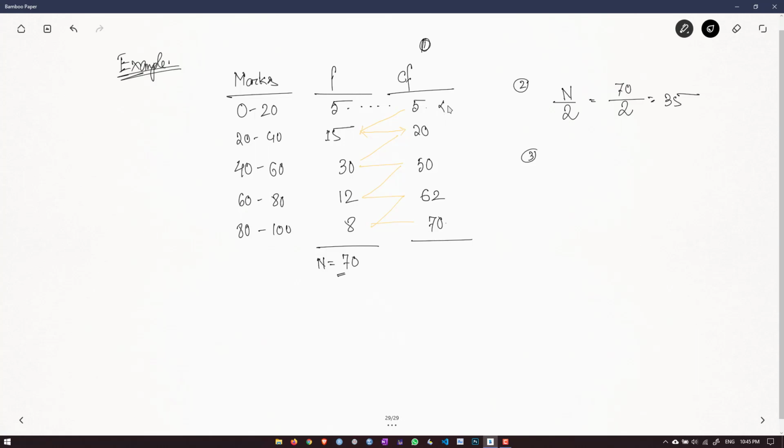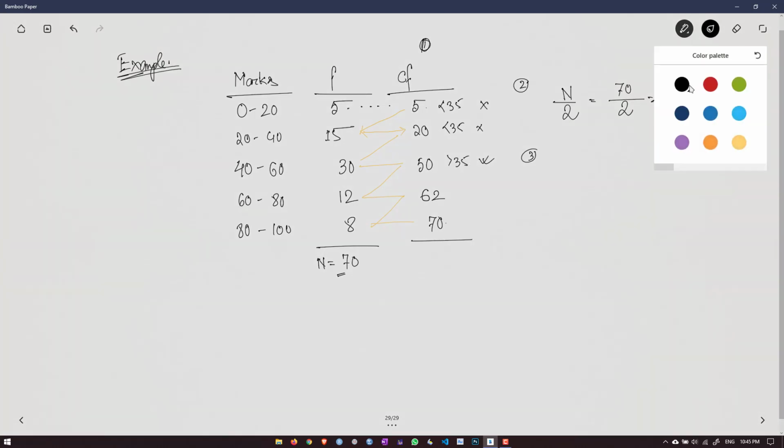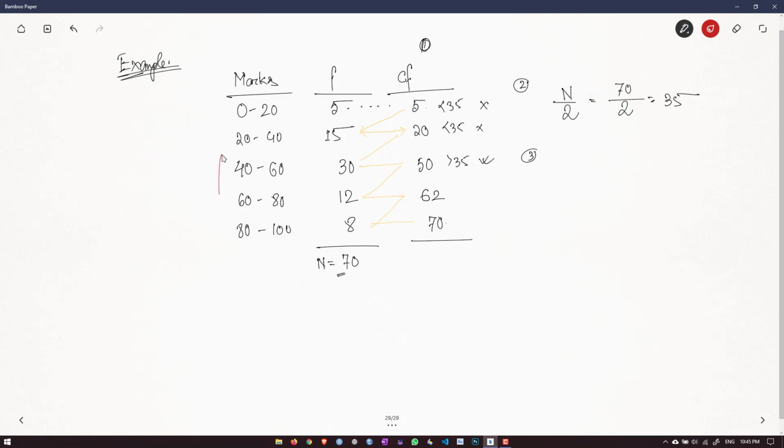So 5 is less than 35, so rejected. 20 is less than 35, so rejected. 50 is greater than 35, so this is the median class. So this over here will be your median class. You don't have to write all this. This is just for your understanding, right? So 5 is less, rejected. 20 is less, rejected. 50 is greater, so it is accepted. And the question is 62 is also greater, 70 is also greater.